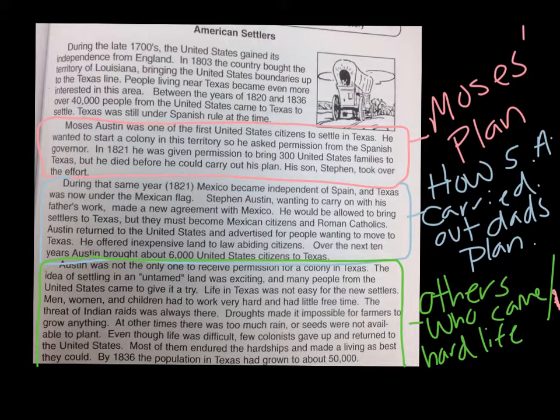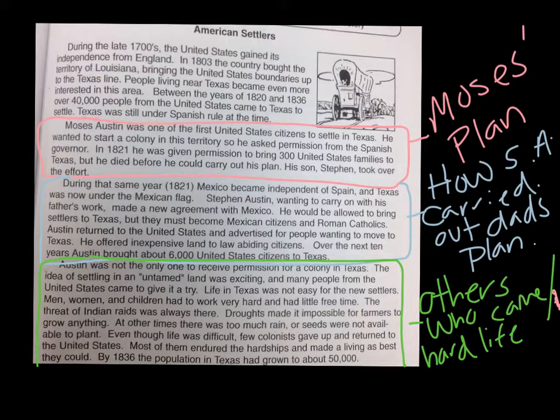So that paragraph right there, I pulled off to the side and I was like, now who or what is that paragraph about? And it was about Moses Austin, and it was all about his plan to get people to move to Texas. Notice that I didn't come up with a main idea for the first paragraph.